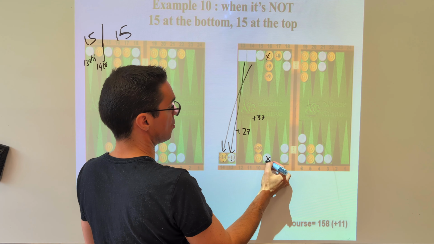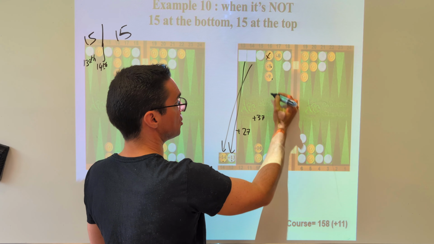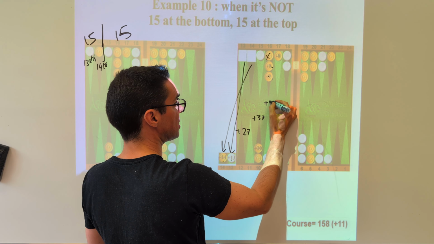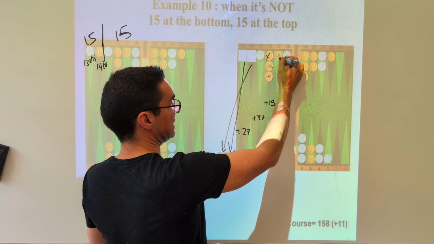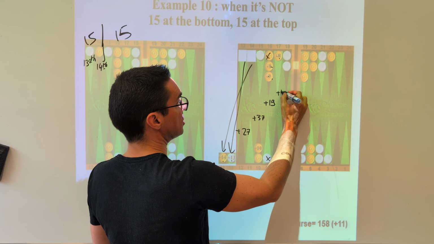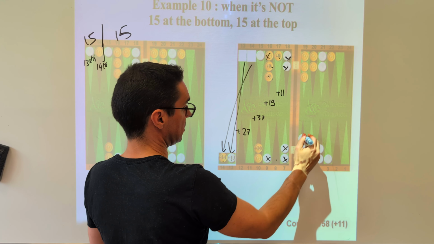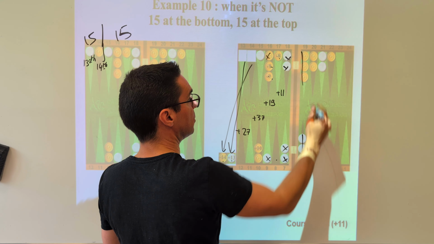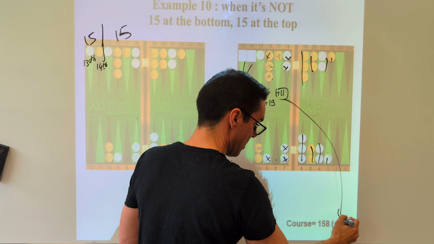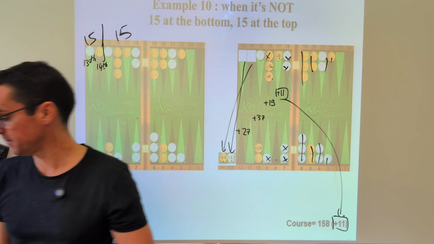Equal. Minus 9, which is plus 28. Minus 9 is plus 19. Minus 8 is plus 11. Equality. Plus 11. You have a deficit pip count of plus 11.